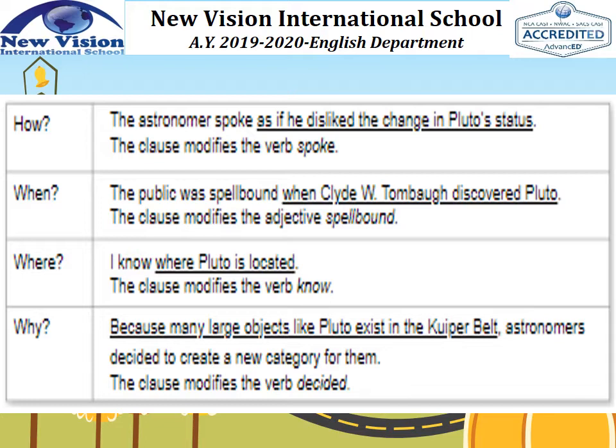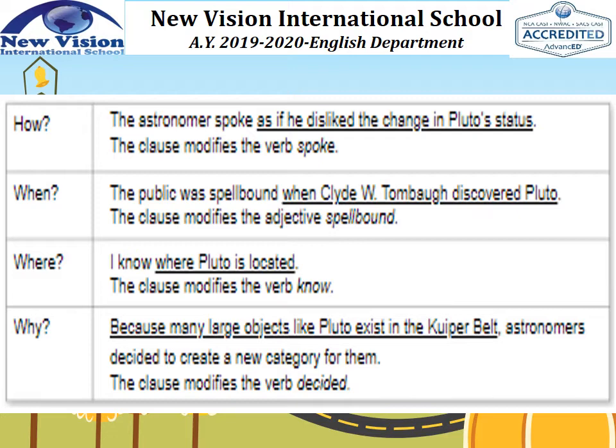Very good. How about for when? The public was spellbound when Clyde W. Tombaugh discovered Pluto. So starting from when up until Pluto will be your adverb clause. Very good. And it modifies the adjective spellbound. How about for where? I know where Pluto is located. So starting from where up until located, and it modifies the word or the verb know.